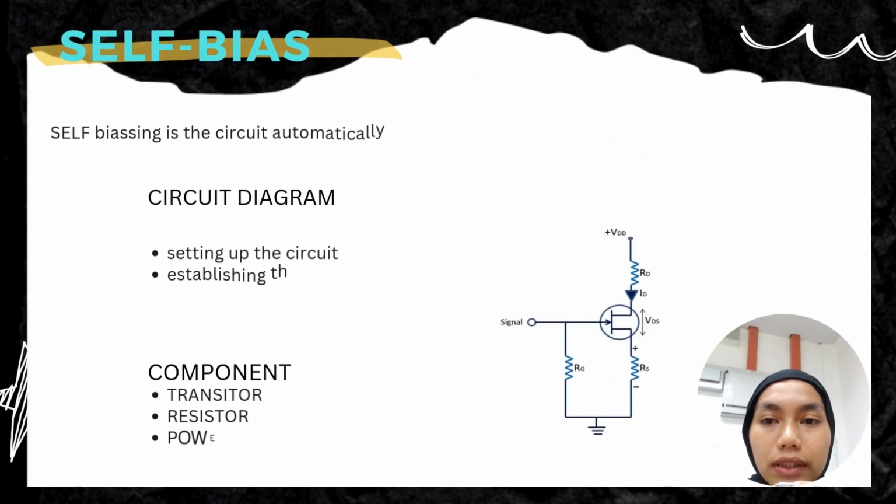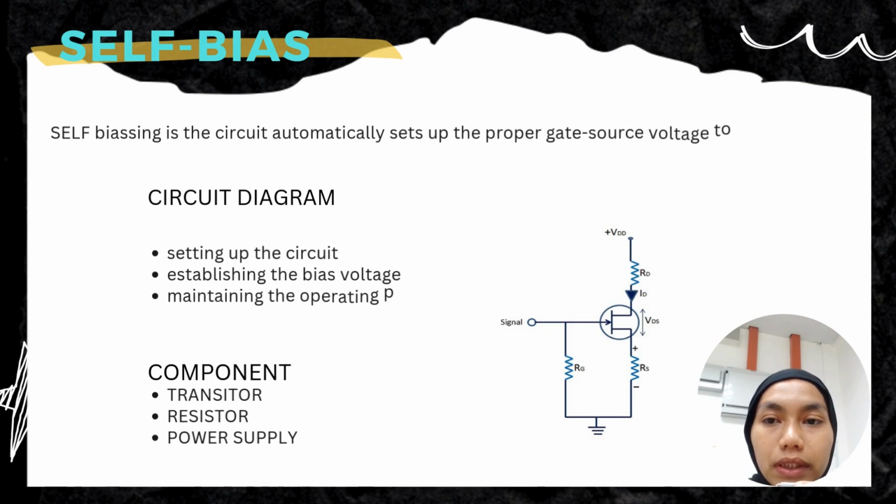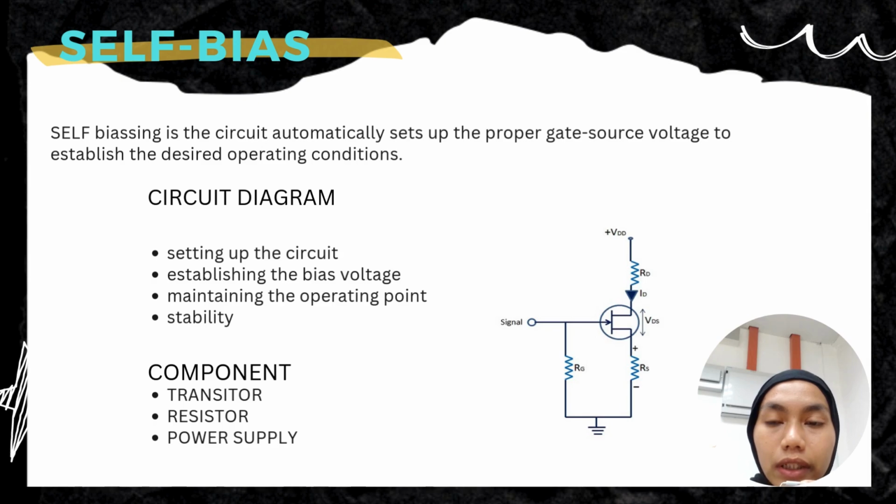Self-biasing is where the circuit automatically sets up the proper gate source voltage to establish the desired operating condition. The first thing is to set up the circuit. The second is to establish the bias voltage. The third is maintaining the operating point, to maintain the established bias automatically. And lastly, stability, to provide thermal stability for the temperature in the circuit. For the components, we have three: a transistor, a resistor, and lastly a power supply.